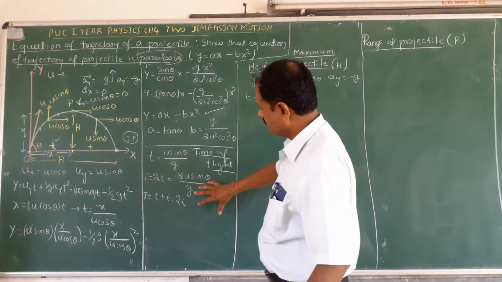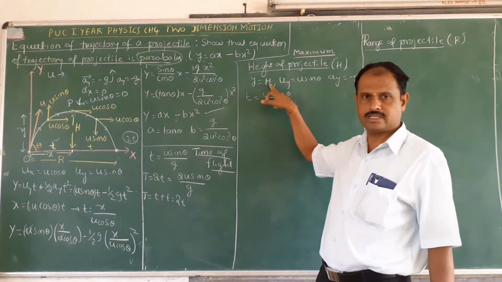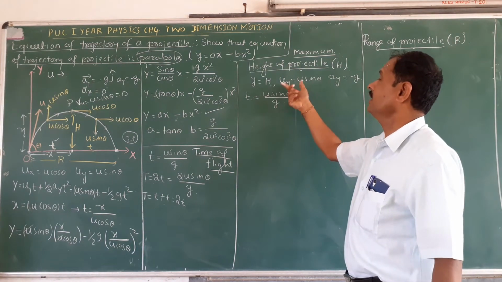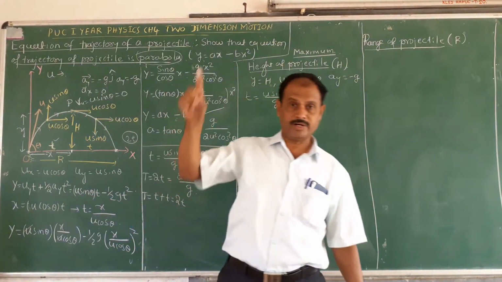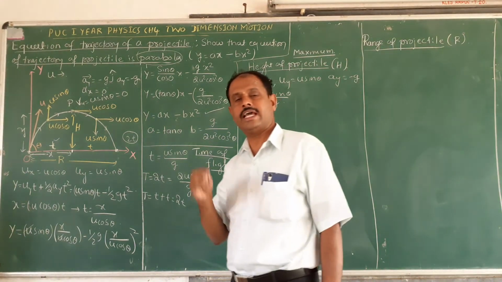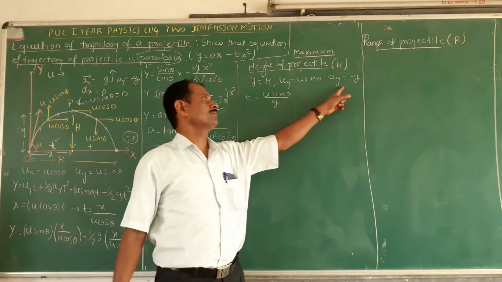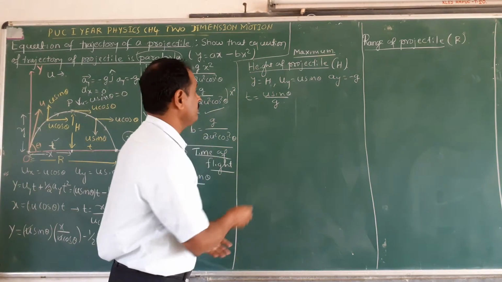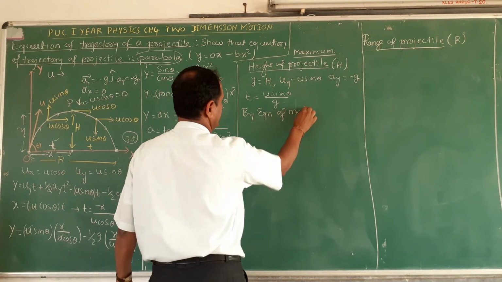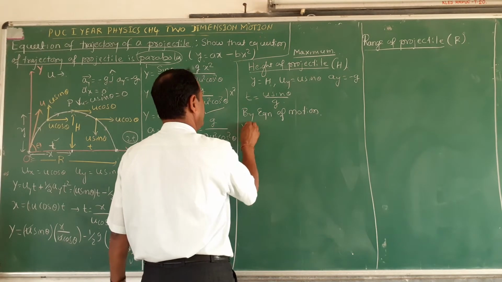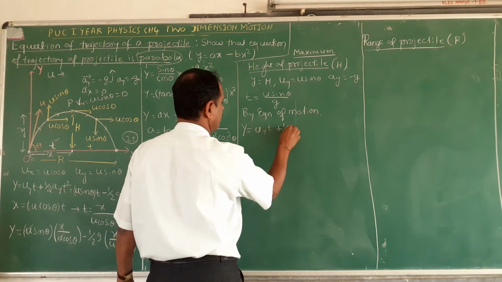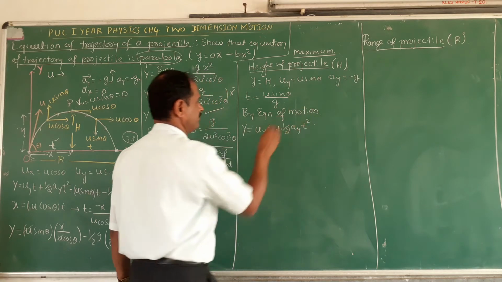Here you have to take the vertical distance, y is equal to h. Therefore, you take the initial velocity along only the y-axis, in the vertical direction, u sin theta. Acceleration is always negative, that is the acceleration due to gravity, minus g. By the equation of motion, y is equal to u_y t plus 1 by 2 a_y t square.